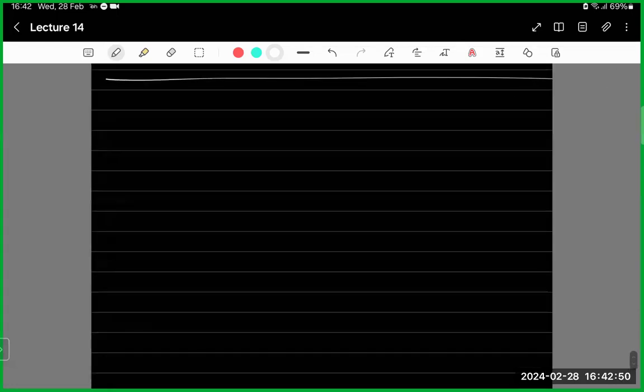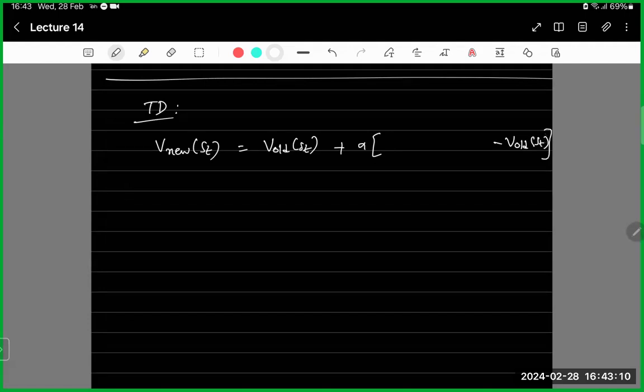so let me just, everyone understood TD, right? TD is like V new of ST equal to what? Tell me. V old of ST plus some small constant times the error. Error between the old estimate and what? And the immediate reward RT plus 1 plus gamma times V old of ST plus 1. Right? This is the basic version of TD. Now we'll look at a slightly different version of TD, which we call N step TD.